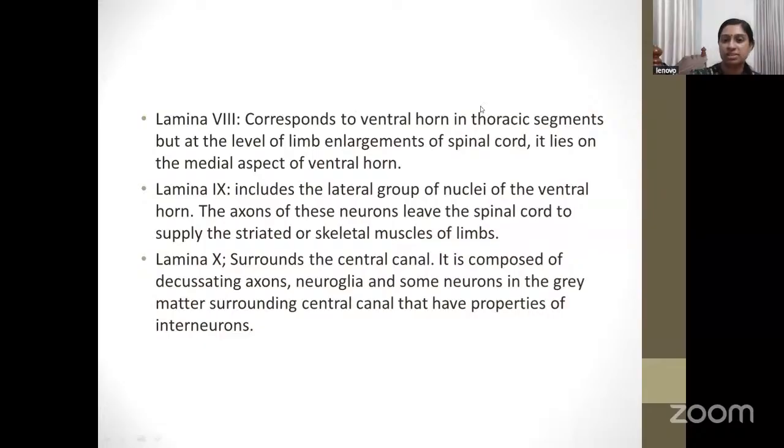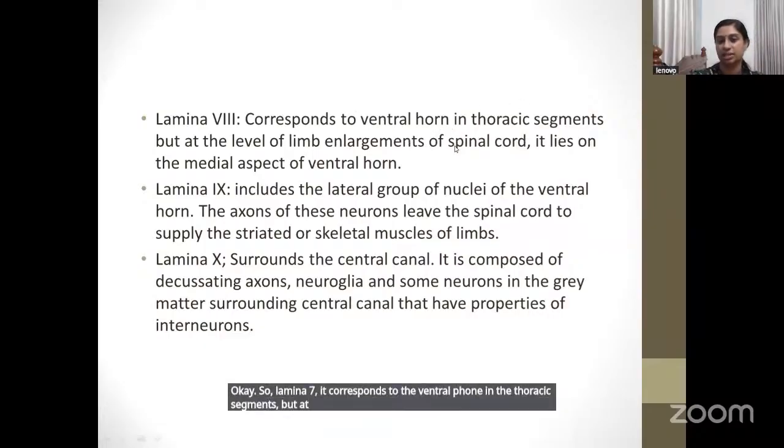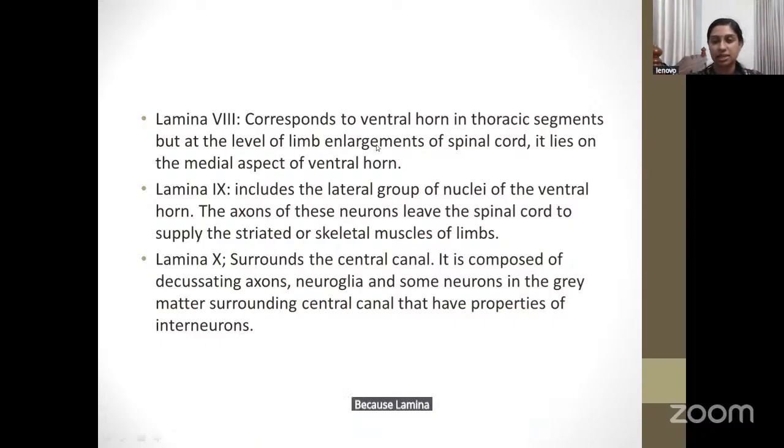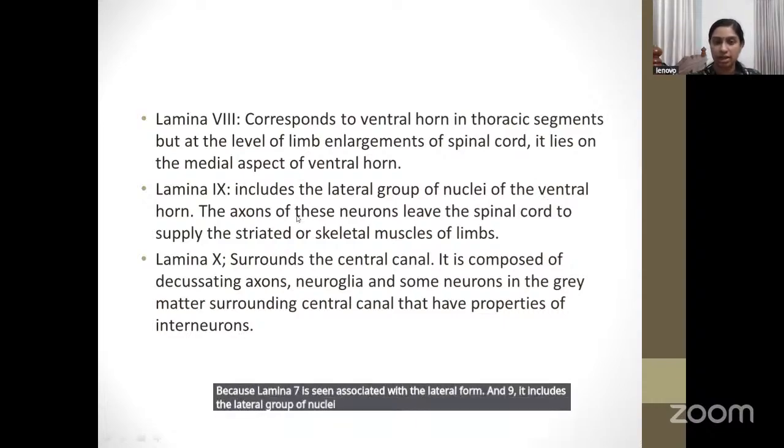So lamina 7 corresponds to the ventral horn in the thoracic segments, but at the level of limb enlargements of the spinal cord, it lies on the lateral horn, because lamina 7 is seen associated with the lateral horn. And 9 includes the lateral group of nuclei of the ventral horn. The axons of these neurons leave the spinal cord to supply the striated or skeletal muscles of the limbs.